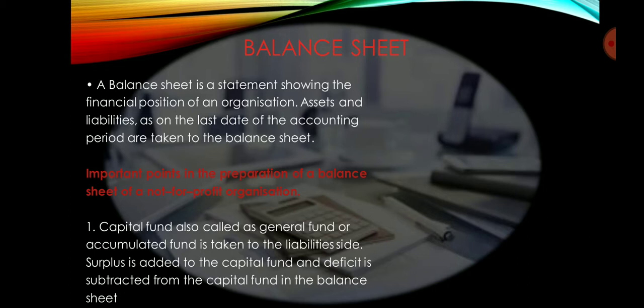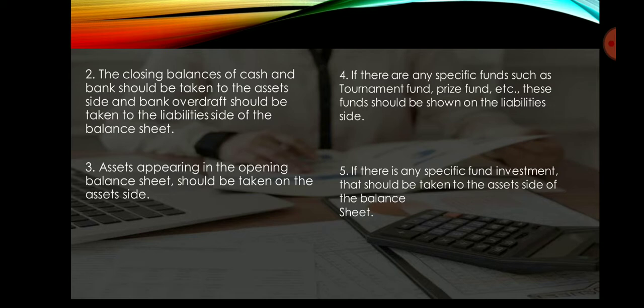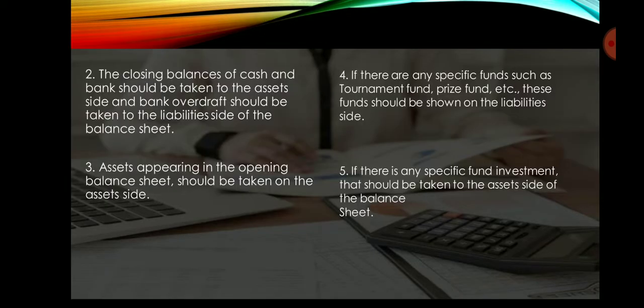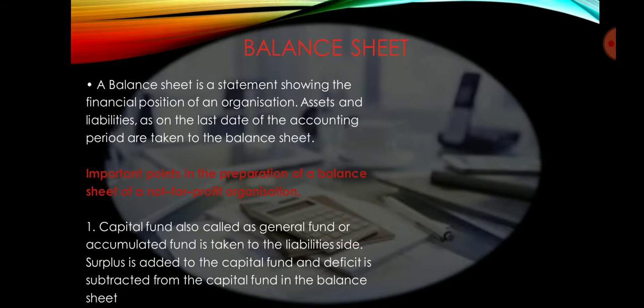The treatment in balance sheet. The first one, capital fund, also called general fund or accumulated fund, is taken to the liability side. Surplus is added to the capital fund and deficit is subtracted from the capital fund in the balance sheet.